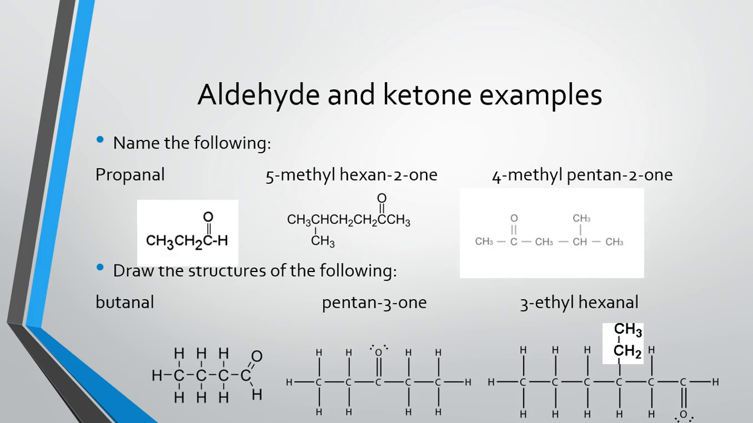So the last name on the top is 4-methyl-pentan-2-one, and again, we're giving the ketone the lower number. And then when we draw the structures on the bottom, pentan-3-one, I think it's pretty self-explanatory. And then 3-ethylhexanal. Again, you could have drawn it the opposite way. It really doesn't matter. I have the aldehyde, or the carbonyl group for the aldehyde, on the right side, and then I start numbering from there.